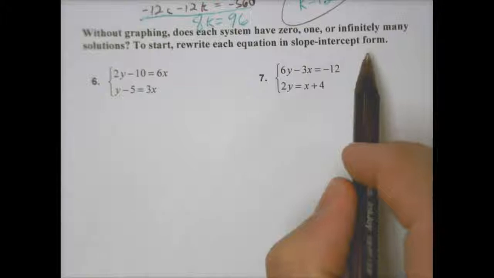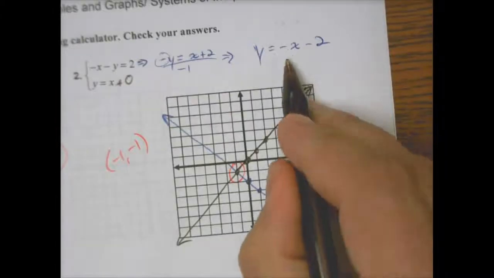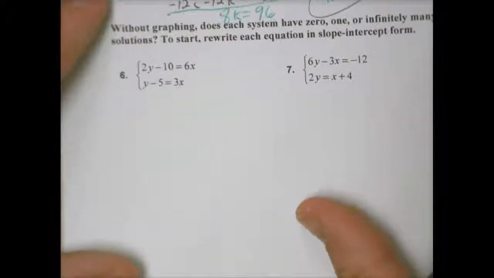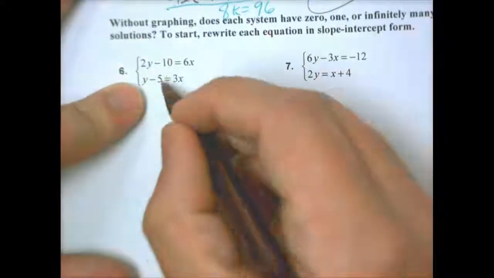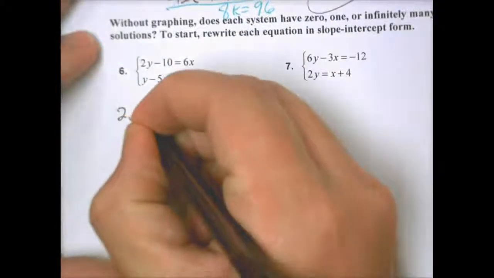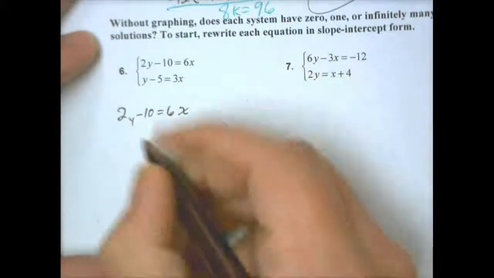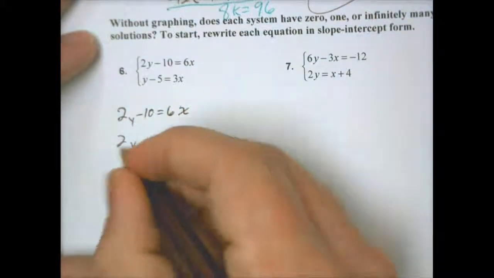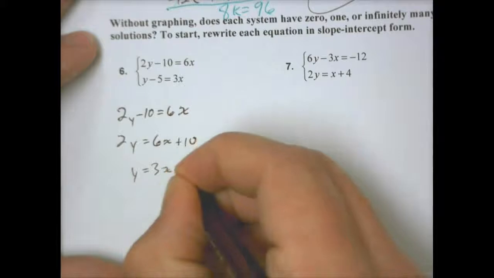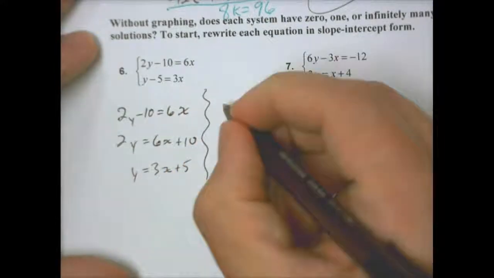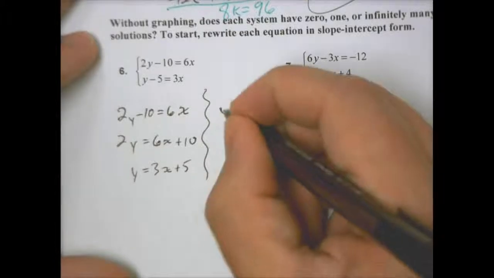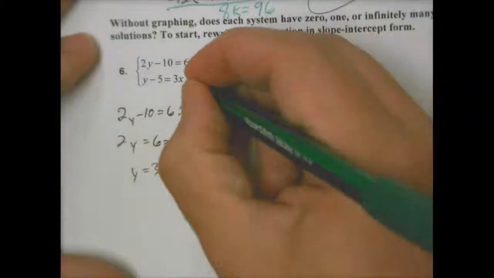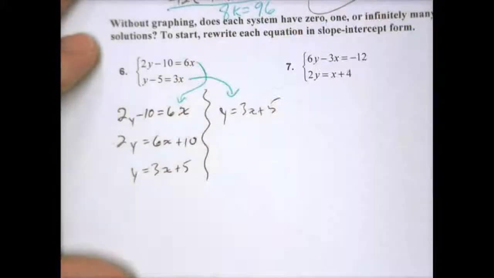Start: rewrite the equation in slope-intercept form. Slope-intercept form is y equals mx plus b. With this one, if I have 2y minus 10 equals 6x, I can add the 10 and divide everything by 2 so that y equals 3x plus 5. That's my first equation. This other one, I just need to add the 5, y equals 3x plus 5. Whoa, I thought I just wrote that, right? And that's that equation. That's that equation.